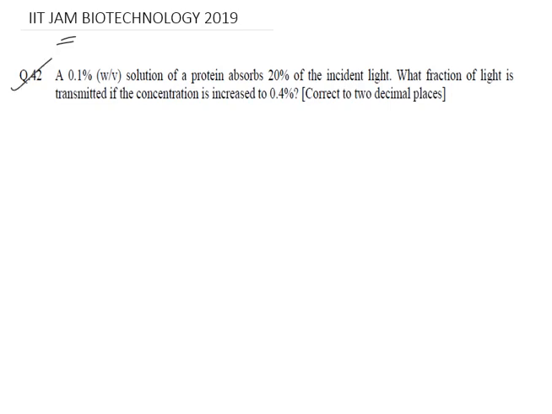So this is question number 42 from section 3. It is a numerical answer type, or NAT, question. That means we need to find a numerical answer for this particular question. So let's see. A 0.1% solution of a protein absorbs 20% of the incident light. What fraction of light is transmitted if the concentration is increased to 0.4%? We need to answer correctly to two decimal places.